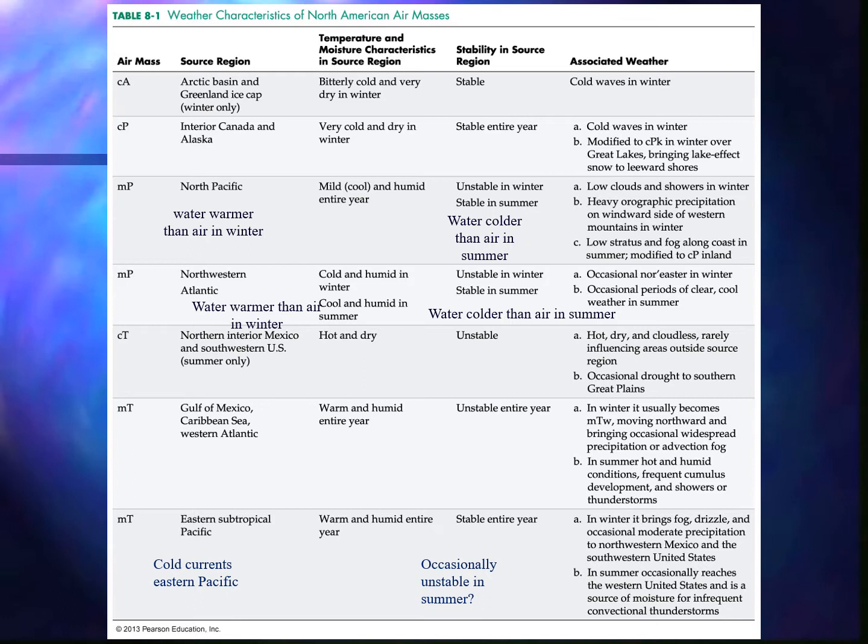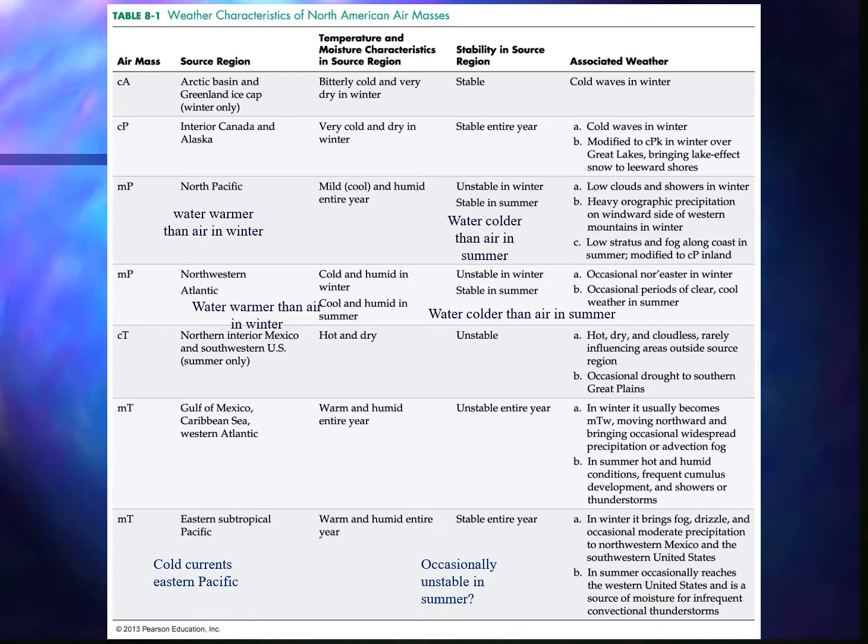Continental tropical, only affecting northern interior Mexico and southwest US, and really only appearing in the summer. Okay, maritime tropical is very important. So the maritime tropical that forms in the Gulf of Mexico, Caribbean Sea, and Western Atlantic is going to affect the eastern two-thirds of the United States pretty often. In winter, usually becomes MTW, modified, moving northward and bringing occasional widespread precipitation or advection fog. In summer, hot and humid conditions, frequent cumulus development, and showers or thunderstorms.